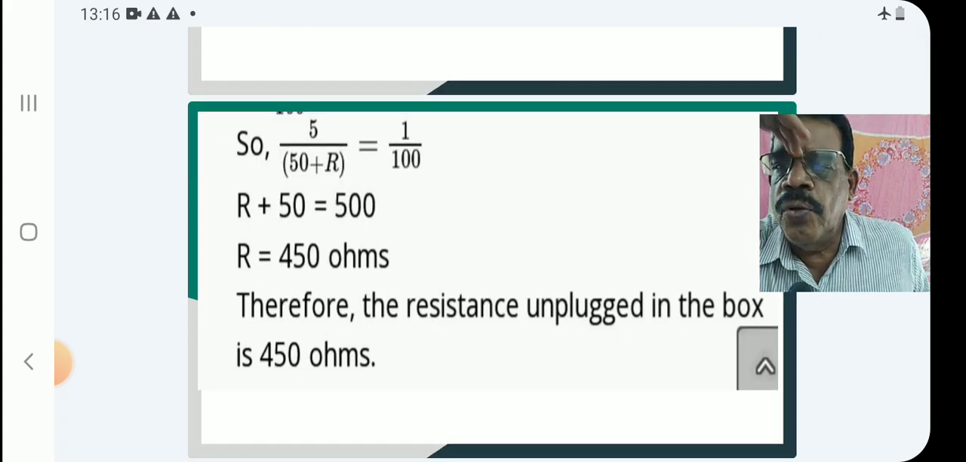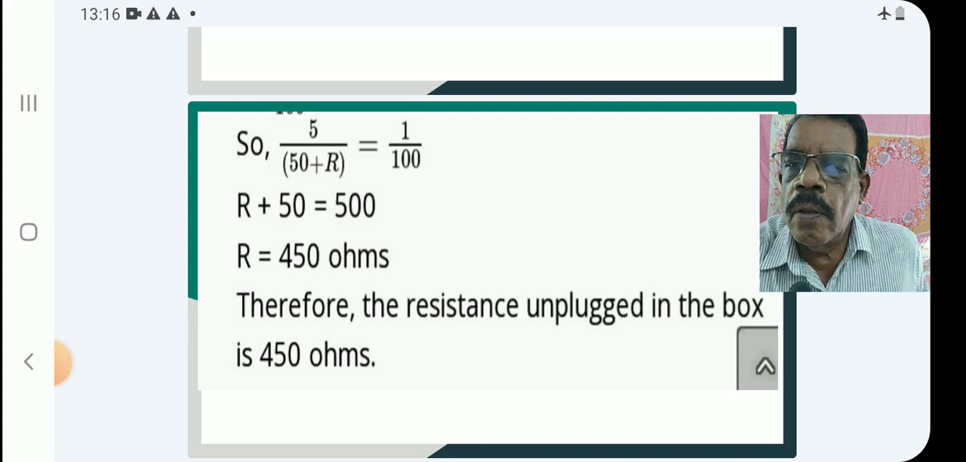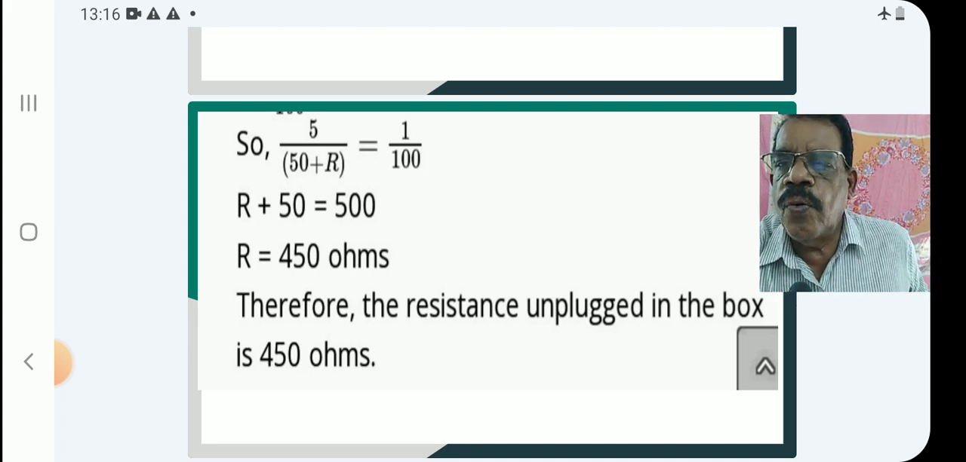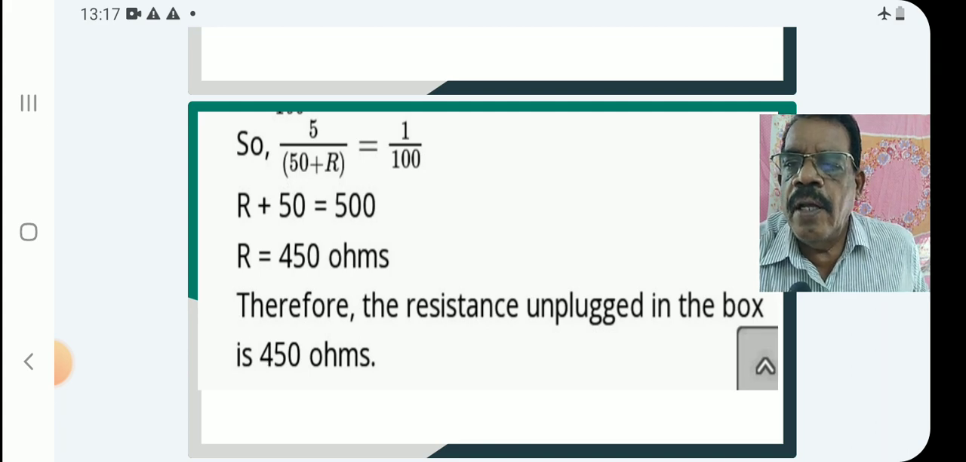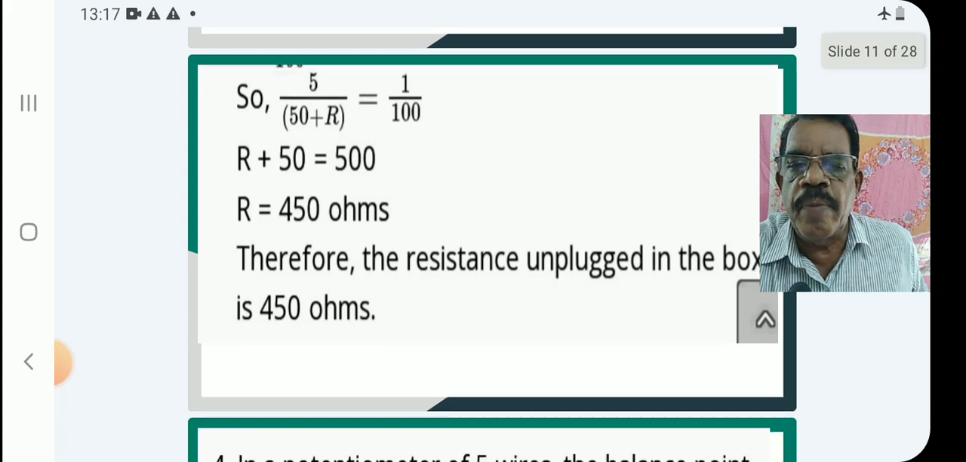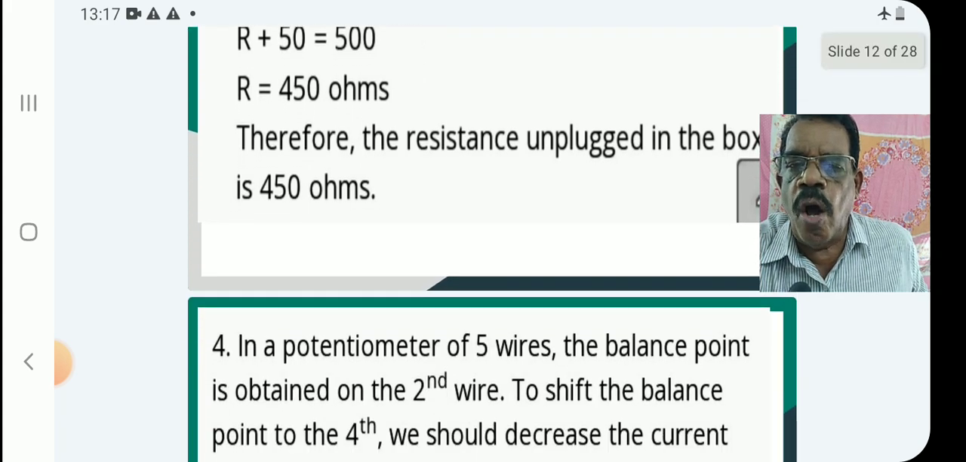And so the current in the wire, volt by total resistance, 5 by 50 plus R, is equal to 1 by 100. Cross multiply, R plus 50 is 500, R is 450 ohm. Therefore resistance unplugged in the box is 450 ohms.